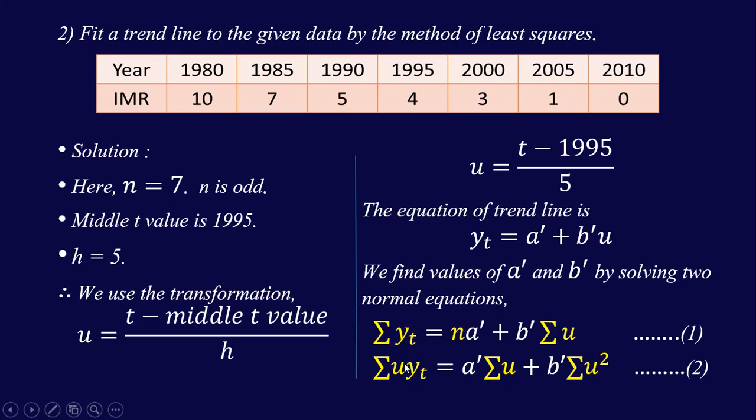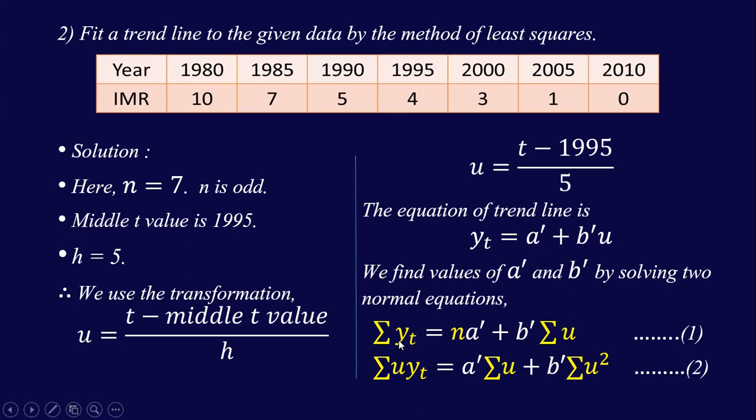This summation is also called sigma. We can also read this as sigma yt equals n a dash plus b dash into sigma u, and sigma u yt equals a dash into sigma u plus b dash into sigma u square. We can use either summation or sigma for this notation. Now we solve these two equations and find the values of a dash and b dash.